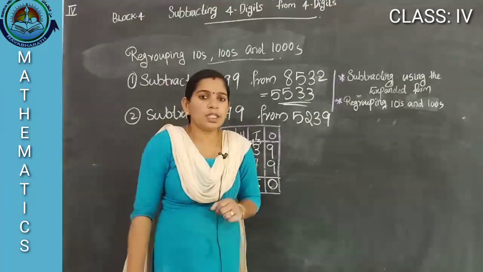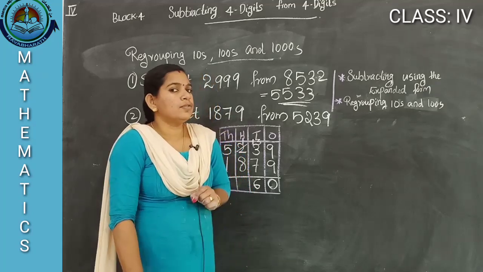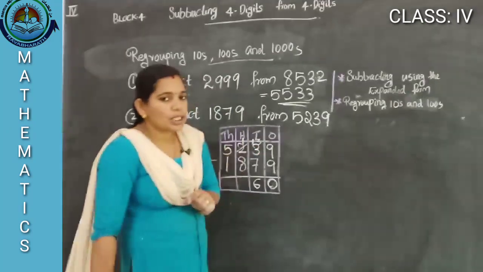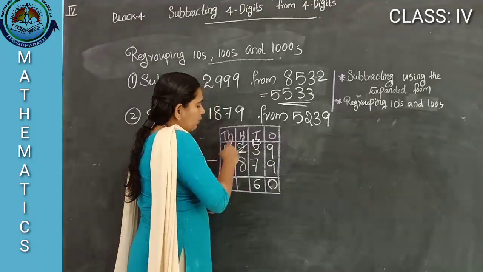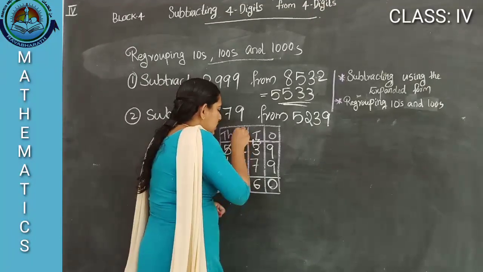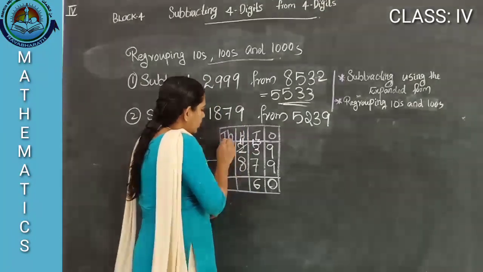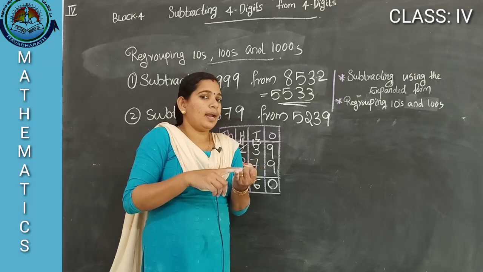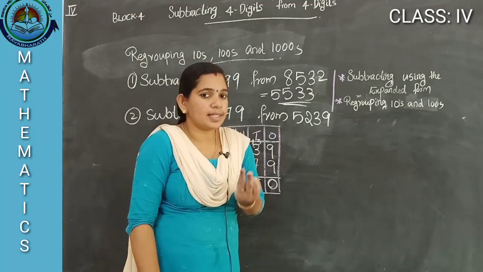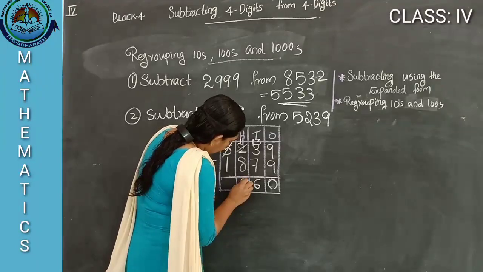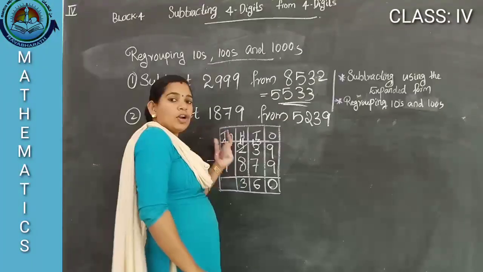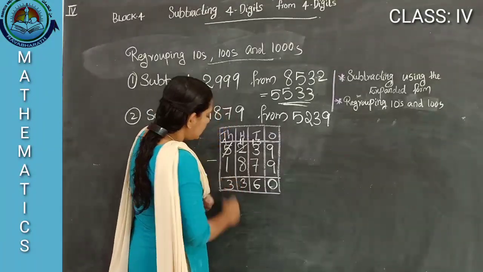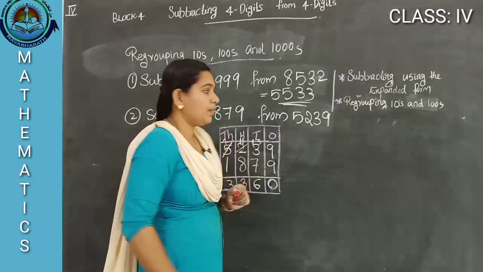Then 1 minus 8 is not possible. The first number is smaller than the second. So what do we do? We borrow from the thousands place. We take 1 to the hundreds place. This 1 becomes 11. This 5 becomes 4. 11 minus 8: 9, 10, 11. How many fingers? 3. Then 4 minus 1, here 4 only. 4 minus 1 is 3. So what is the answer? 3,360.